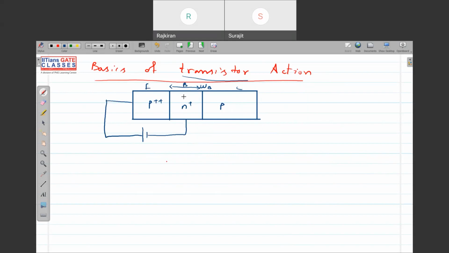Okay. And the collector base junction will be zero bias. There is no bias. Okay. Then in this condition, we'll plot the minority carrier concentration.